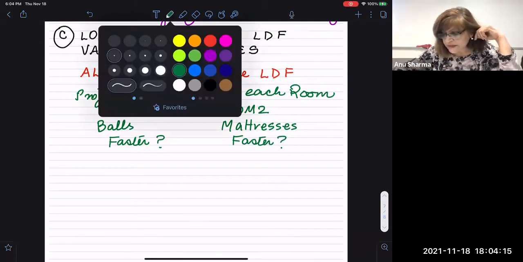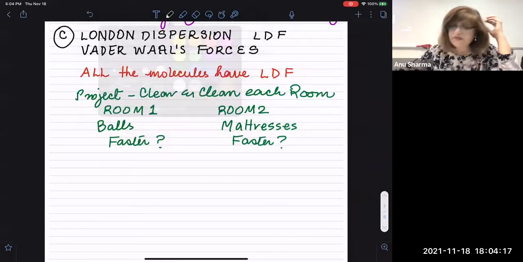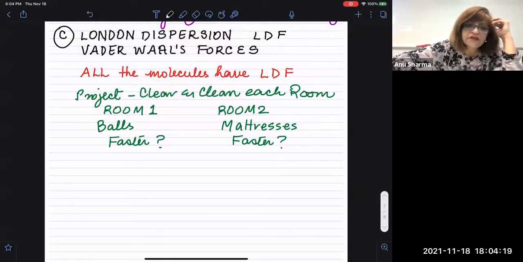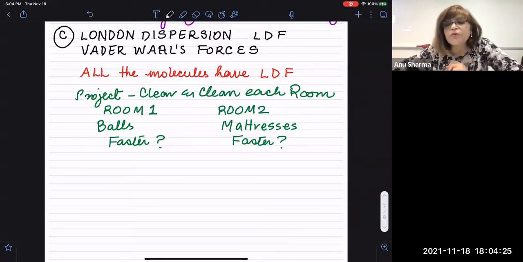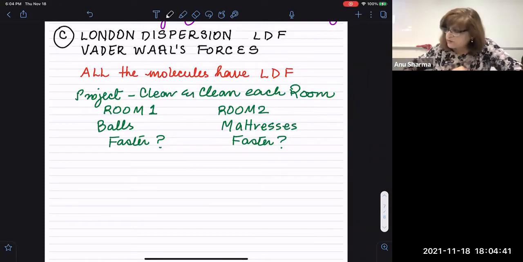So you guys think about it while I work on these, and you can answer also in these notes in your chats. Think and write down why you think the room full of balls could be cleared faster, or a room full of mattresses could be cleared faster. What is the logistics? And if you think you would need a little bit more information, also write that down, it doesn't matter.